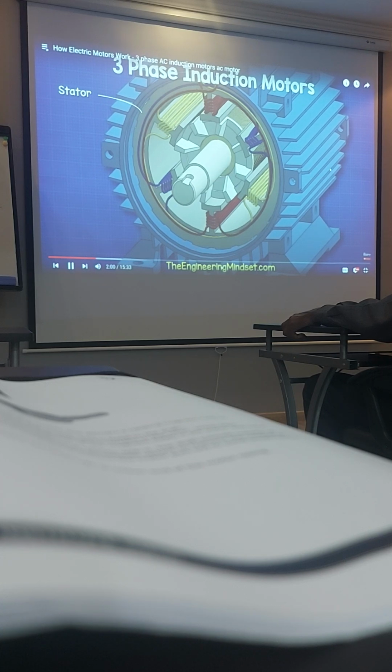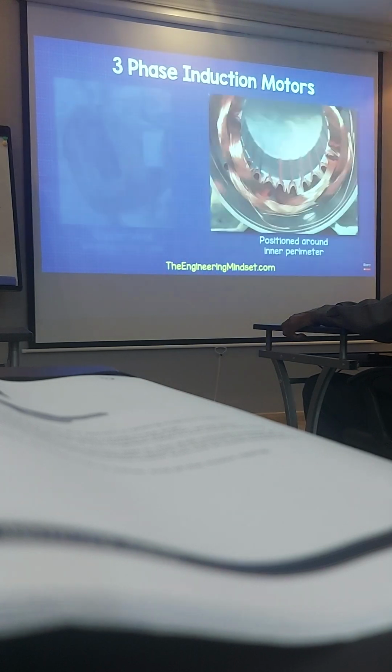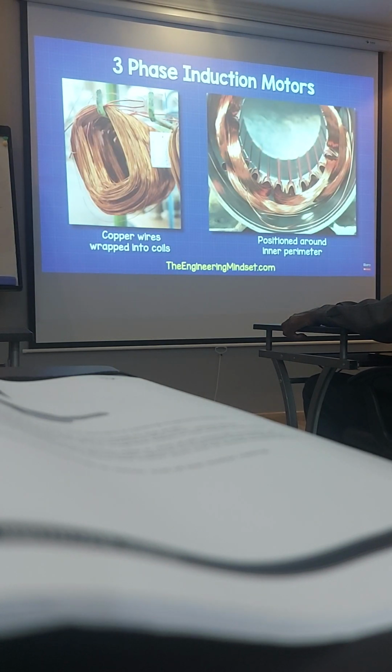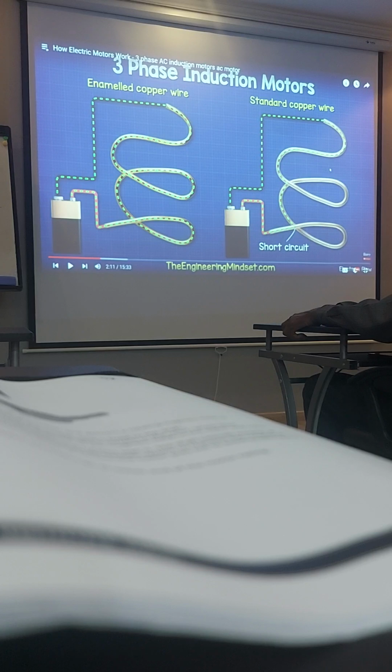And does not rotate. This consists of a number of copper wires which are wrapped into coils between the slots positioned around the inner perimeter. The copper wires are coated with a special enamel. So you can see, before this slide, there was a copper wire winded. You may have a doubt. The copper wire is fully winded. They may be contacting, a short circuit.